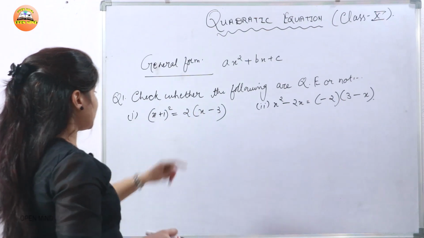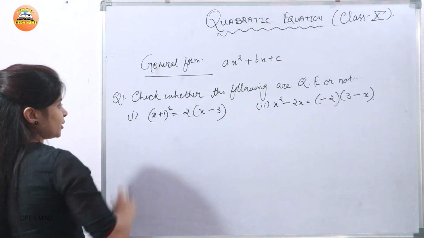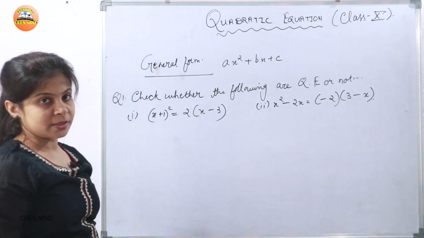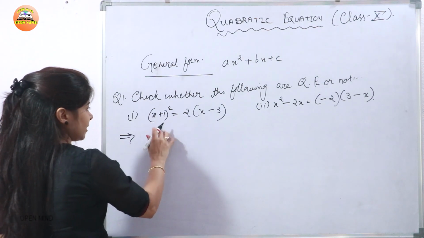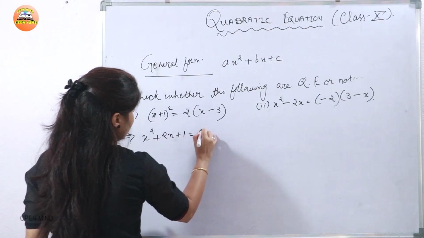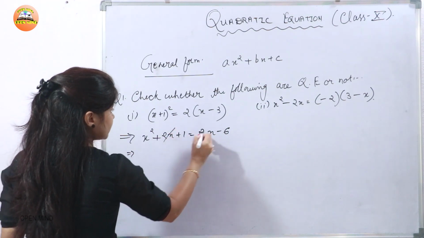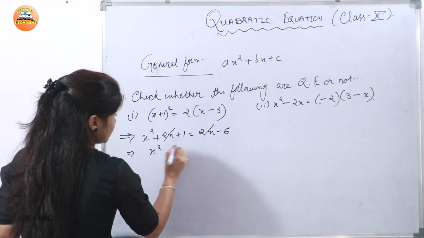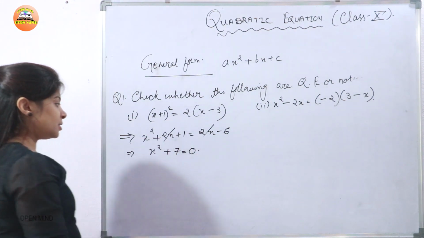This is the simple question given to you. Check whether the following are quadratic equations or not. The question is (x plus 1) the whole square is equal to 2 into (x minus 3). For this we will solve both sides of the equation, the left hand side and the right hand side. So we get x square plus 2x plus 1 is equal to 2x minus 6. This 2x and 2x get cancelled. So x square, the 6 comes here, we get x square plus 7 is equal to 0.